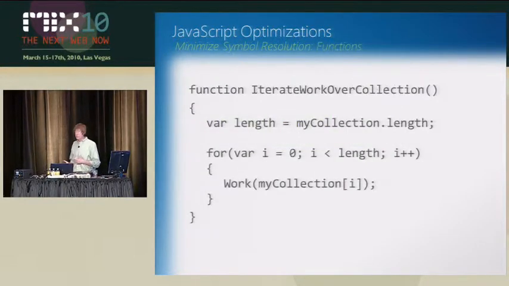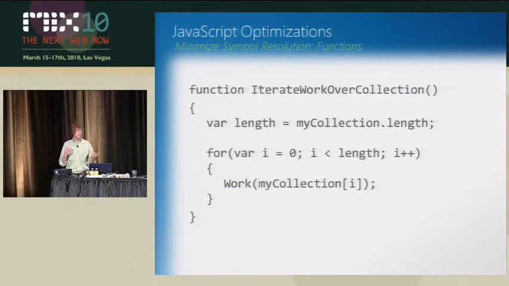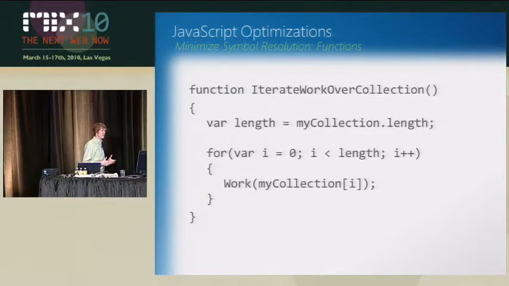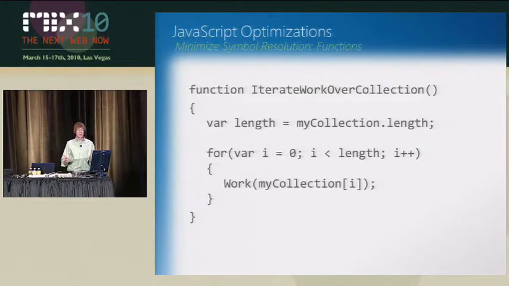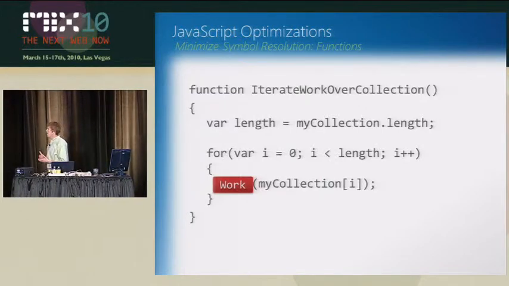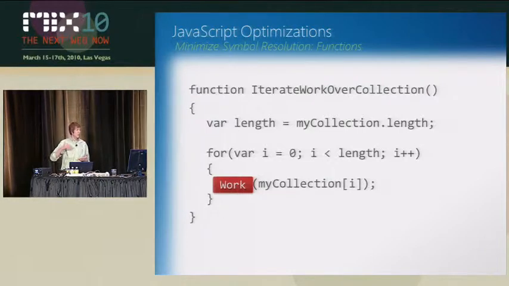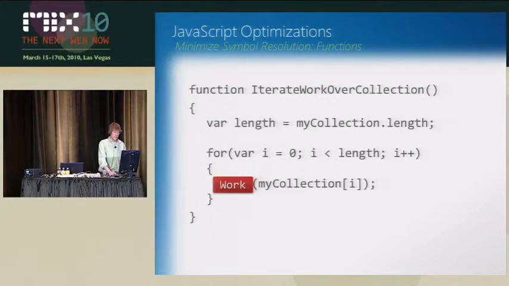The next best practice, which is very closely related, is minimizing symbol resolution for functions. In this case, I have a worker function, and I'm iterating over a collection of items. Each time I call the function work, it has to resolve where that function is located. In this case, it's walking up that chain to find the function work.